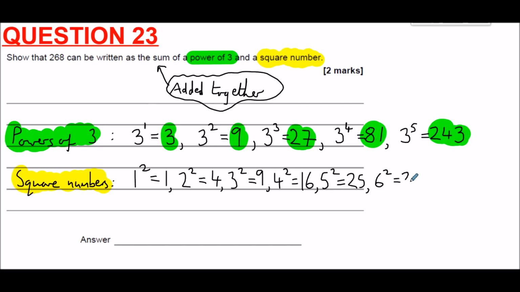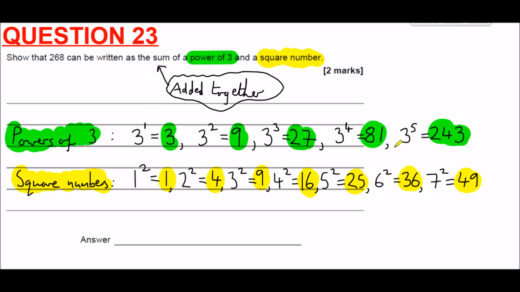6 squared equals 36. 7 squared is 49, and they just keep going on forever and ever. So you might be thinking, God, you could be here all day. Well, technically, yes, you could, but the examiner, although they might seem cruel, they're not going to be absolutely rotten. So let's be thinking maybe it's not going to take all day. Let's have a look what we've got so far.